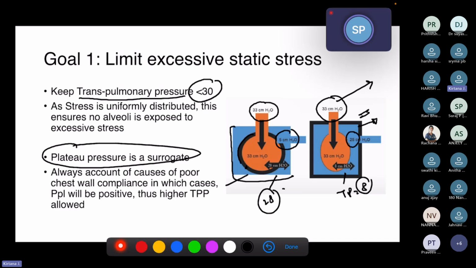For example, in patients who are obese, maybe a plateau pressure of 30 is not true. Maybe you can go slightly higher on your plateau pressures, because your transpulmonary pressures are going to be less than 30.